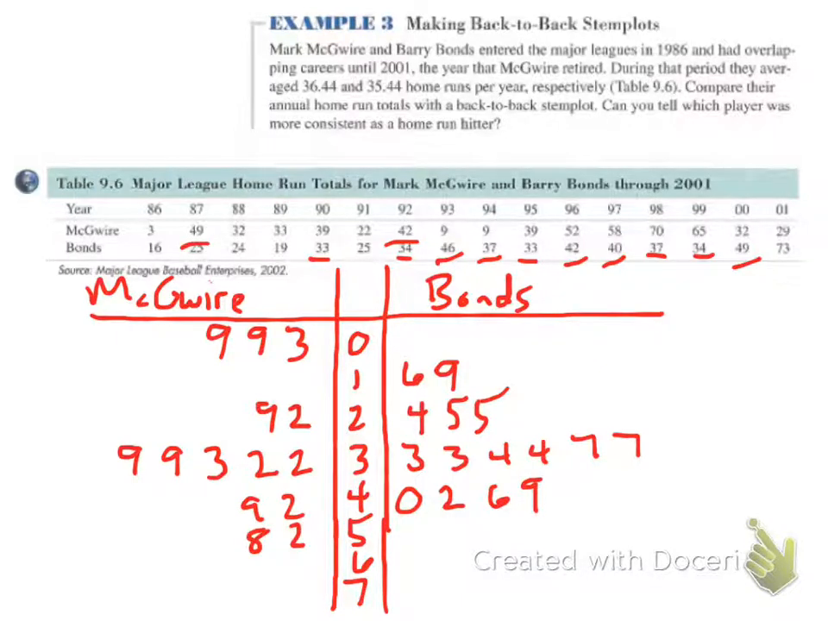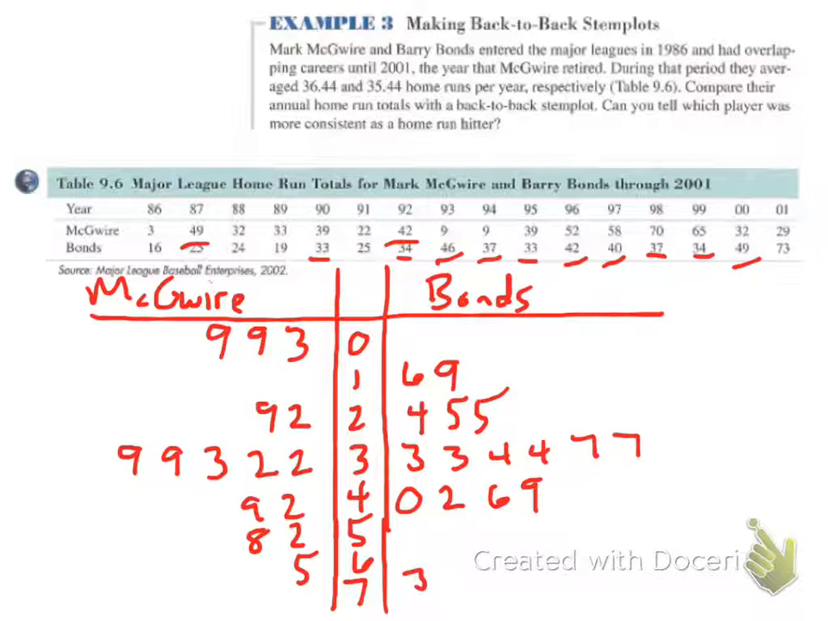McGwire had two 50 home run seasons and a 60 home run season. Bonds had the 73 home run season. Okay. He had the 70 home run season. So, there's your back-to-back stem plot.